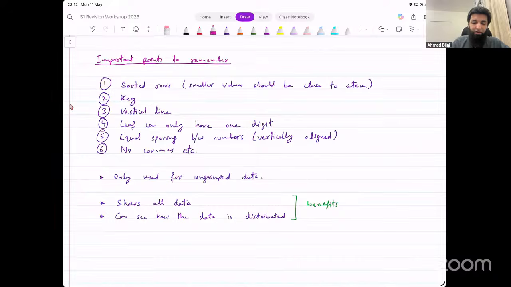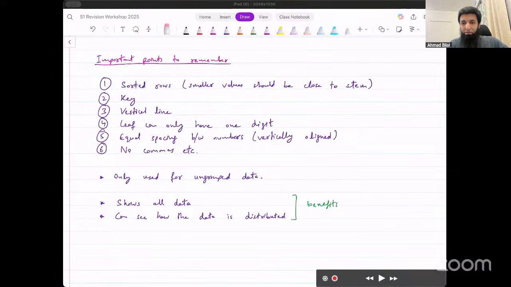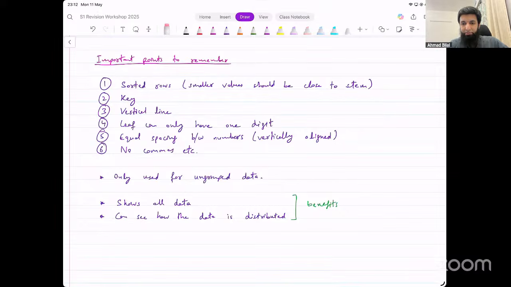The vertical line, drawing that vertical line is important. The rows have to be sorted. You have to show a key. Leaf can only have one digit. There should be equal spacing between numbers. It's a diagram, so don't just write numbers randomly. You have to equally space them. There should be vertical alignment of the numbers. You cannot use any commas, etc. in the diagram. Commas and full stops are not allowed. So you need to be careful about these things.